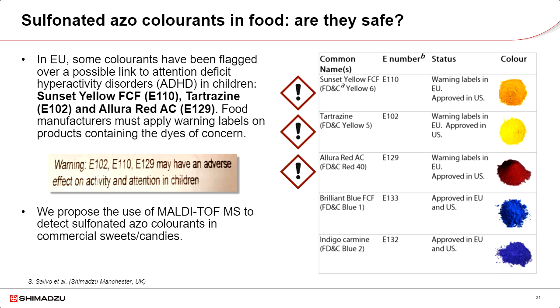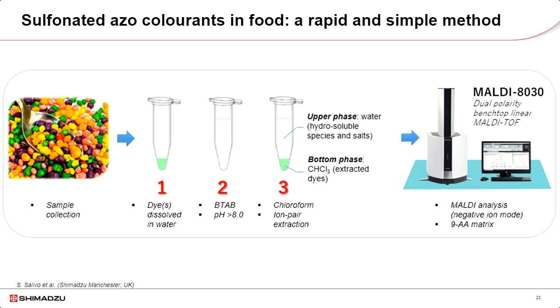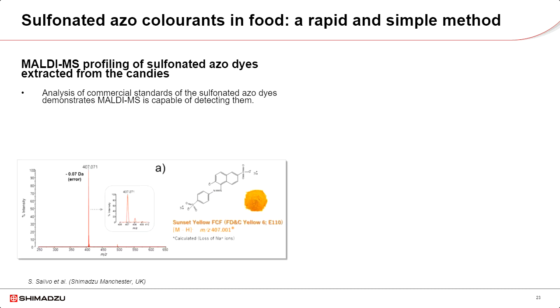Here we show the capability of MALDI-TOF MS to detect sulfonated azo colorants in commercial sweets known to contain these colorants. The analytical method is simple and fast. The extraction of the azo dyes from the food product was performed by ion pair extraction with BTAB cation surfactant. The BTAB and dye ion pairs were then extracted in chloroform and separated from the aqueous phase. The extracted dyes were analyzed on the Shimadzu MALDI-8030 with 9AA matrix in negative ion mode.